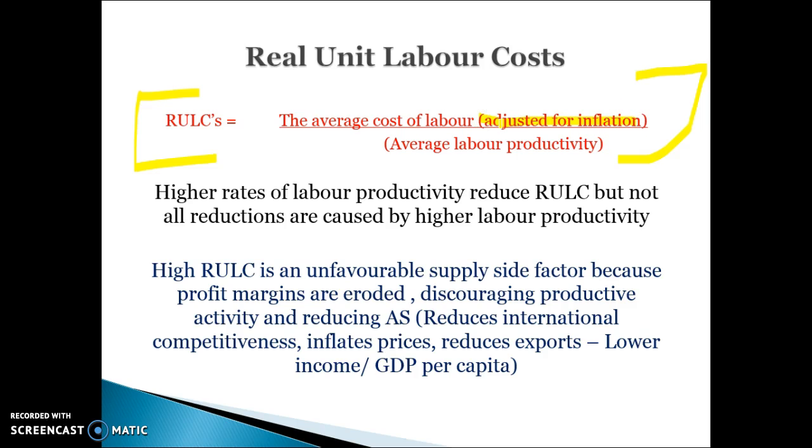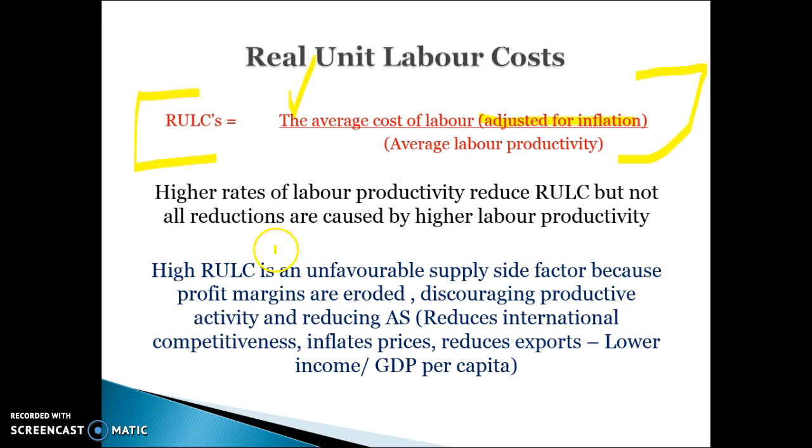So for example, we take out the fact that wages go up every year just because prices increase, and then divided by average labour productivity. So the key thing here is that it's just average cost of labour still, but you're adjusting for inflation, and then the denominator is the same, divided by average labour productivity. Higher rates of labour productivity help to reduce real unit labour costs, but it's not the only thing that can cause lower real unit labour costs.